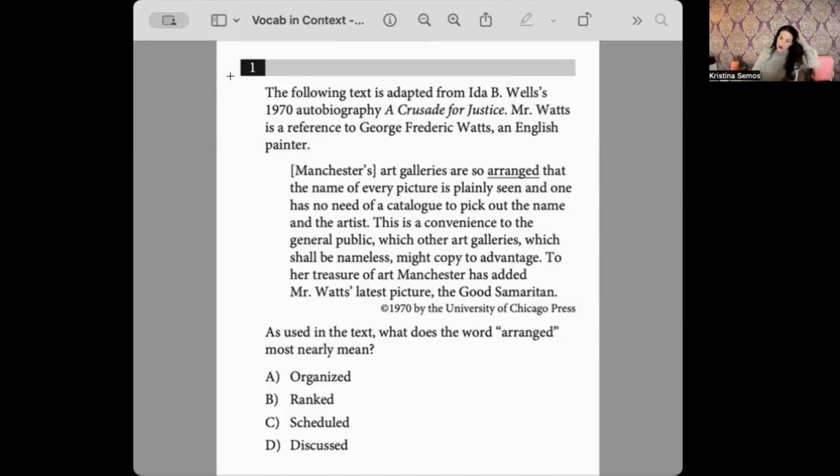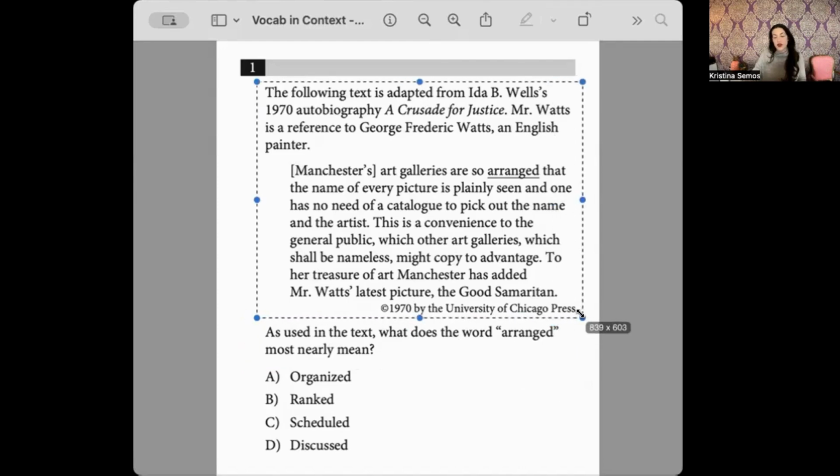Okay, so first thing, obviously, we read the question stem. We see that it's asking, what does this word most nearly mean? We know it's a meaning and context question, right? We do read the whole thing because this is our one chance to read it. So the following text is adapted from Ida B. Wells' 1970 autobiography, A Crusade for Justice. Mr. Watts is a reference to George Frederick Watts, an English painter.